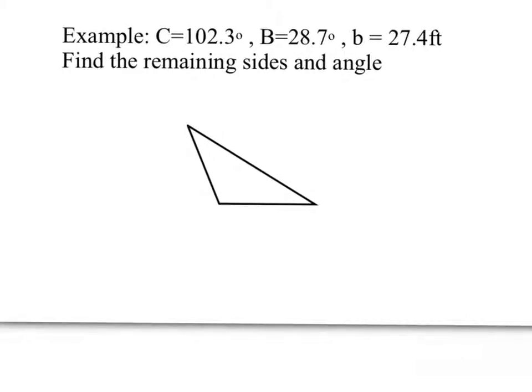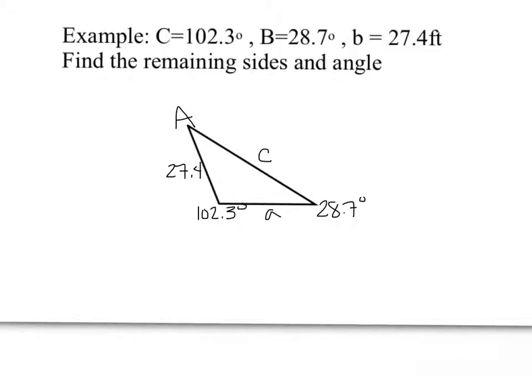So here's an example. Okay, we have angle C is 102.3 degrees. So side C is across from it. Angle B is 28.7 degrees, and side B is across from it, which is 27.4. So we don't know angle A, and we don't know side A. Those are the only three things, right? Side A, angle A, and side C. And we're supposed to find the remaining sides and angle.